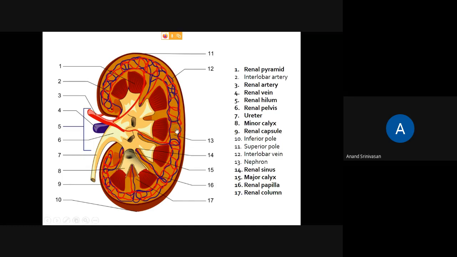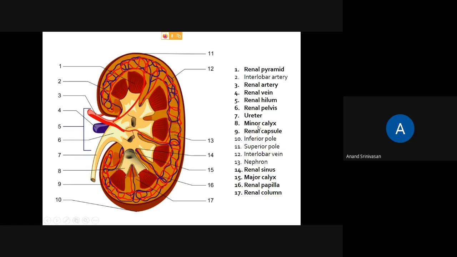Now, what is present in the renal cortex? There are very tiny structures which are called nephrons. The detail about the nephron, how the urine is formed from the blood in the kidney, will be dealt with in your next semester by Dr. John in physiology. So that will be taught separately, but right now you need to know these structures.